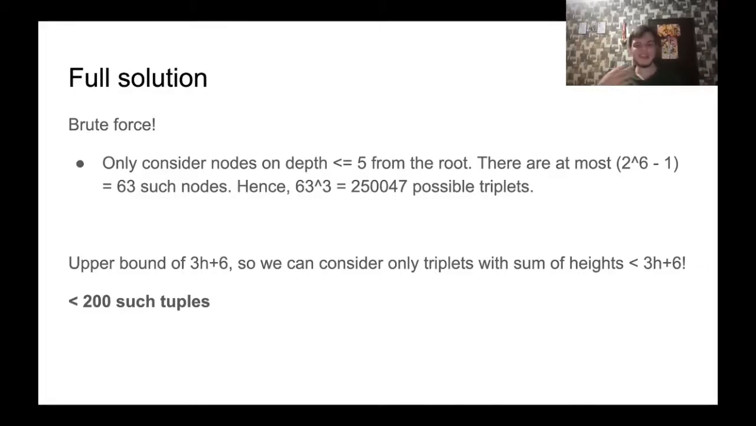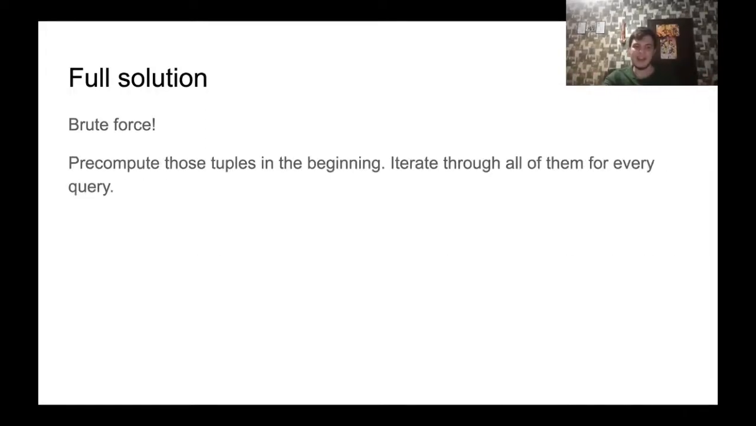So you can notice that there are very few triplets you actually need to consider. You don't need to go through all 63 cubed triplets. This is pretty much the solution: you prove this initial observation, and after that it's just brute force. Again, the other way to do it is to pre-compute, and after that just iterate through the pre-computed things, which are quite few for every query.